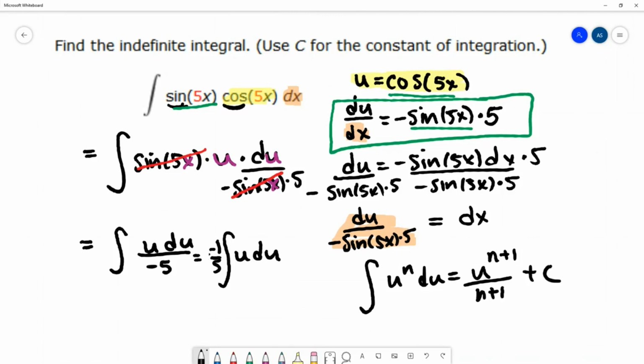This is the power rule, so anytime we have a variable to a power, we're going to follow that power rule for integrals. We have u to the first power, so we'll carry down that constant multiple of negative 1/5, and u to the first power becomes u to the second power. We add 1 to the power, and we're going to divide by that new power. So we're going to divide by 2 and then add our constant. So this gives us negative 1/10 u squared plus c.